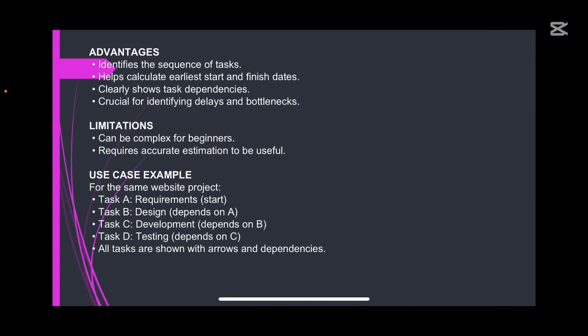Task B, you design, depends on task A. Development depends on B. Testing depends on C. All tasks are shown with arrows and dependencies. So it basically works the same way as the Gantt chart, just with a different interface.